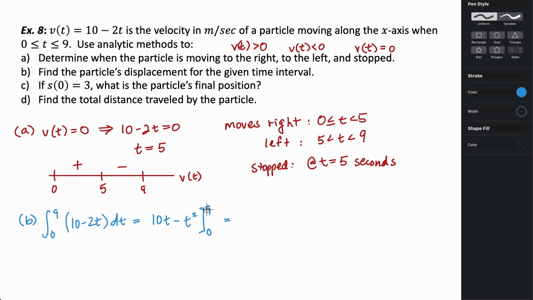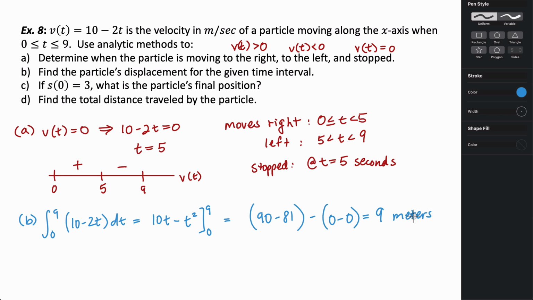So always plugging in the upper limit first: 10 times 9, that's 90, minus 9 squared, which is 81. Minus, plugging in our lower limit, that's going to be 0 minus 0. So we get 90 minus 81, which is 9 meters. So in the first 9 seconds, it's only 9 meters away from where it started, because it was going right and then it turned around and came back left.